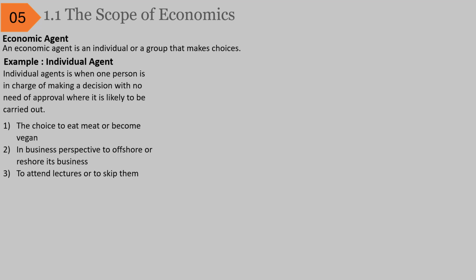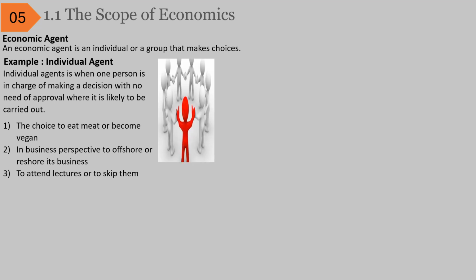A business can decide to offshore or reshore its business in terms of cost reduction and profit maximization. So this diagram basically depicts an individual who does not need any approval for their decision to be carried out. Moving on to the example of group agents.